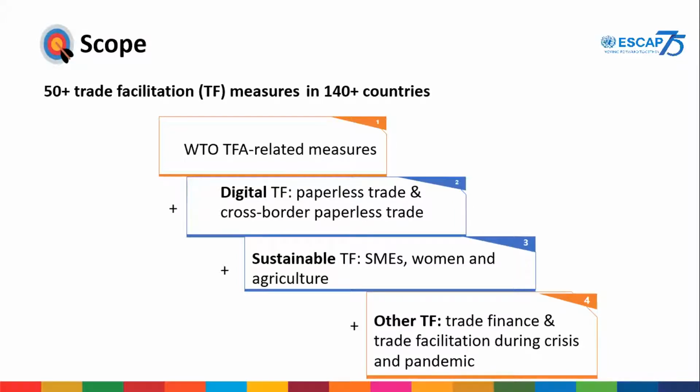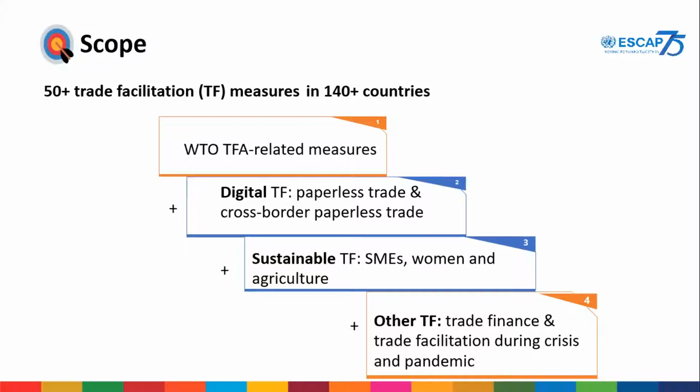When we say digital, it covers both paperless trade as well as cross-border paperless trade aspects. So it's the mutual recognition and also electronic data and document exchange across borders, what we call cross-border paperless trade. For the sustainable trade facilitation measures, it is focusing on SMEs, women, and agriculture.